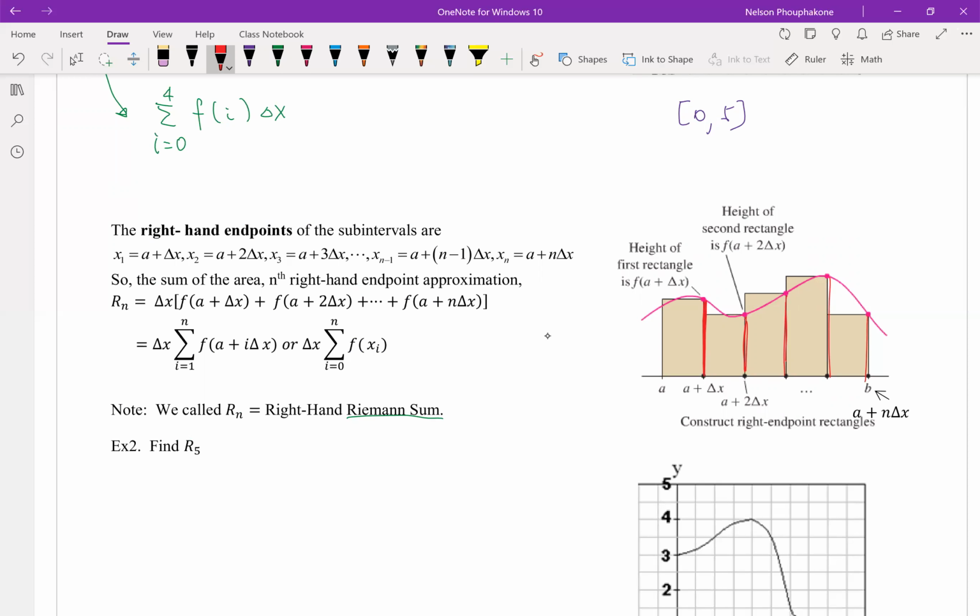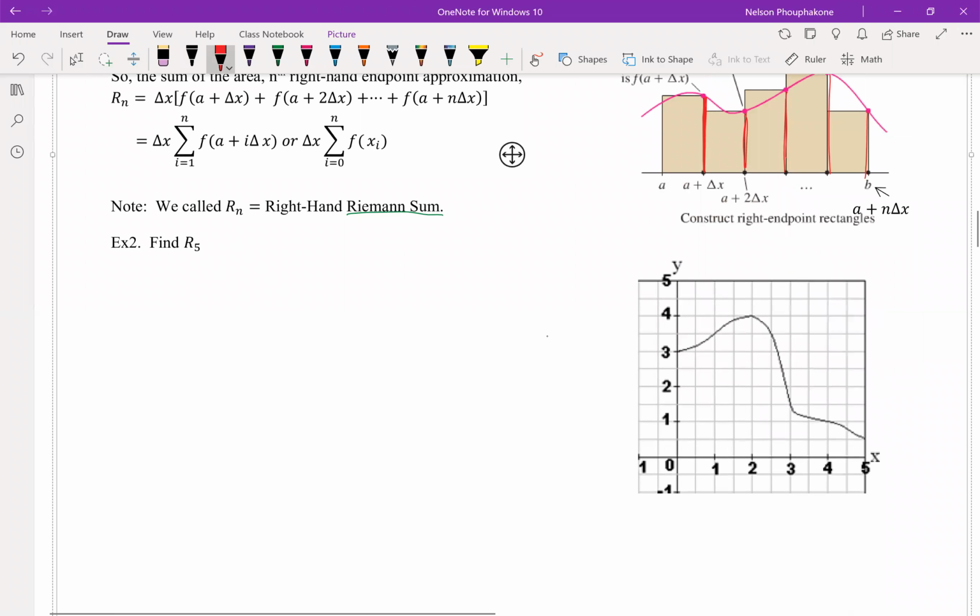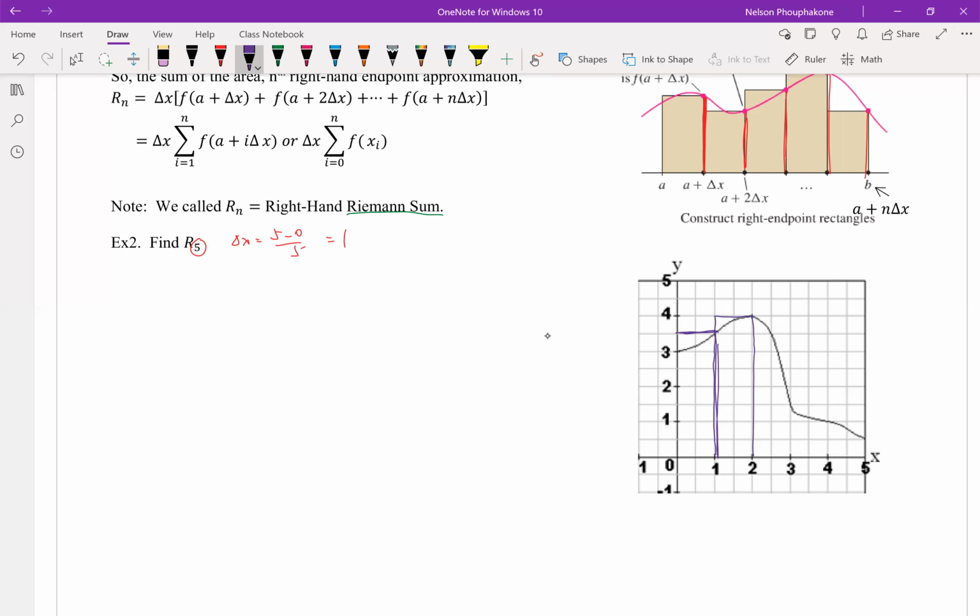So now let's see. If I want to find R sub 5, again, my delta x is equal to 5 minus 0 over 5, because n is equal to 5, right? It's still 1. Now, let's check this out. We work with the right-hand endpoint, right? So we work with this number, this height. And then for this one it will be this, then the next one, this one, and the last one.